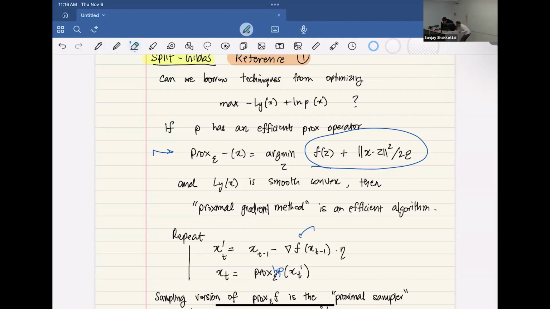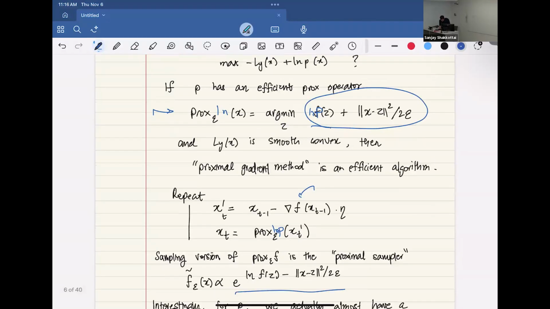Is there a reason you do gradient on one and prox the other? Yeah, depending on what you have an efficient prox for. So this one should be for P. Normally you think P is like some simple Gaussian, kind of a regularizer. Wouldn't it be easier to do the prox for L_y and then take the gradient step?